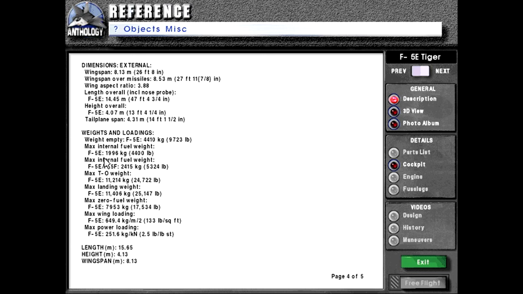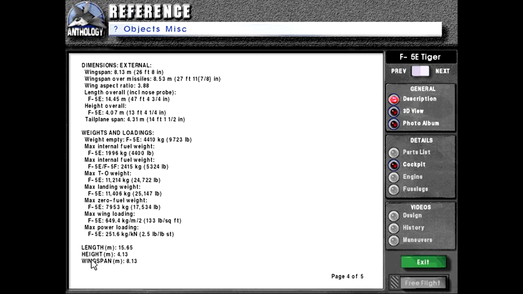Max internal fuel weight, F-5E, 1,996 kilograms or 4,400 pounds. Max internal fuel weight, F-5F, 2,415 kilograms or 5,324 pounds. Max takeoff weight, F-5E, 11,214 kilograms or 24,722 pounds. Max landing weight, F-5E, 11,406 kilograms or 25,147 pounds. Max zero fuel weight, F-5E, 7,953 kilograms or 17,534 pounds. Max wing loading, F-5E, 649.4 kilograms per meter squared or 133 pounds per square foot. Max power loading, F-5E, 251.6 kilograms per kilonewton or 2.5 pounds per pound thrust.